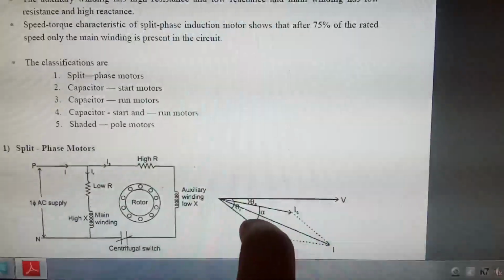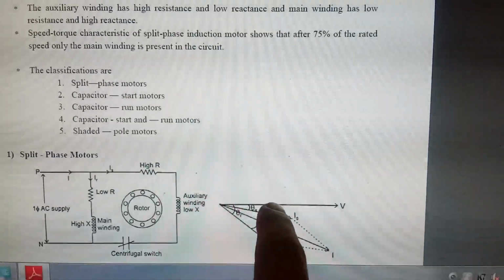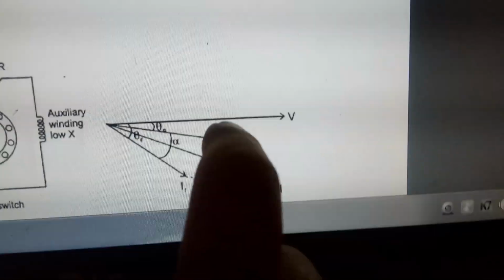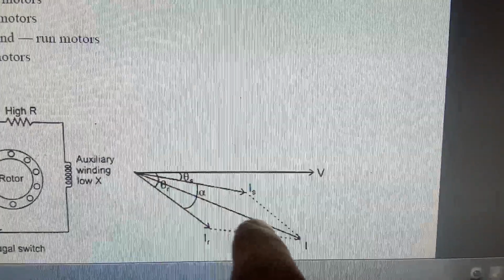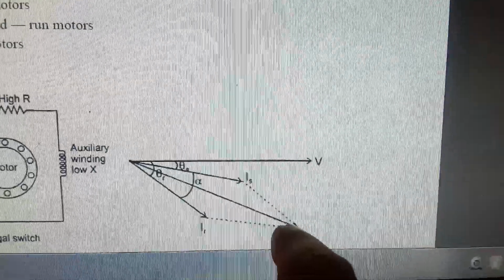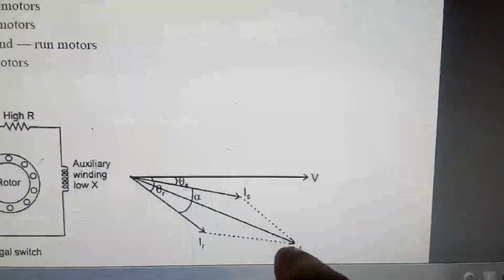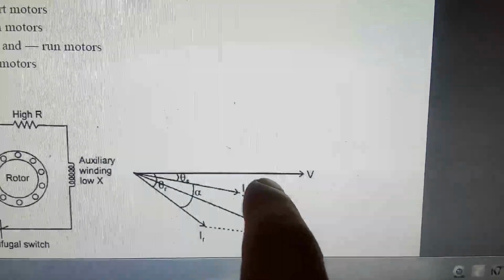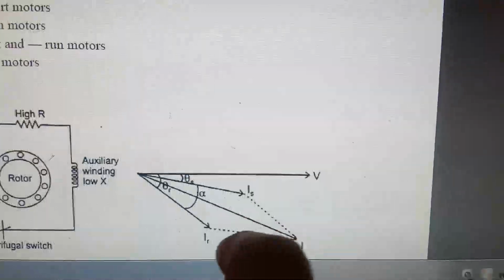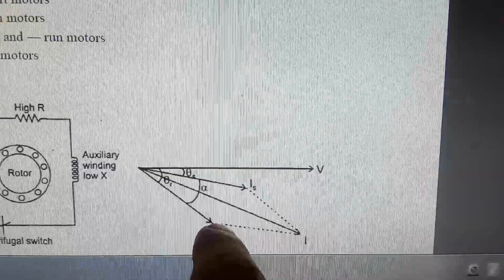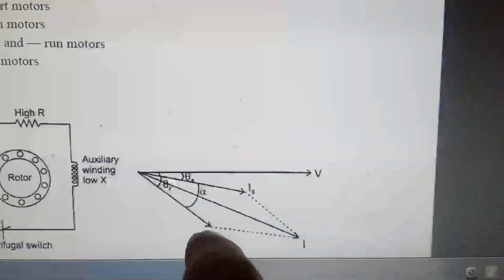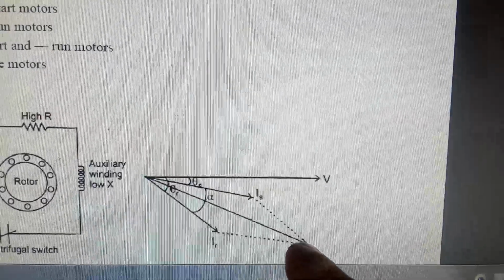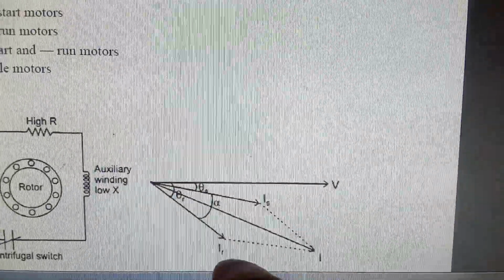So this is the output graph and phasor diagram. With respect to voltage, the current will be lagging. I is the total current, Is is the starting coil current, and IR is the running coil current. At the time of starting, both currents are included in the total current I. So I equals Is plus IR.